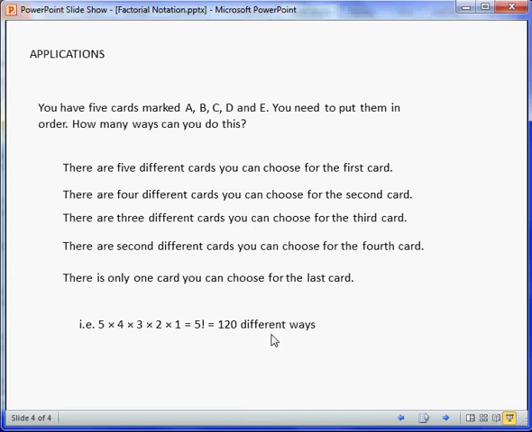Okay, so that's basically what you need to know about factorial notation.